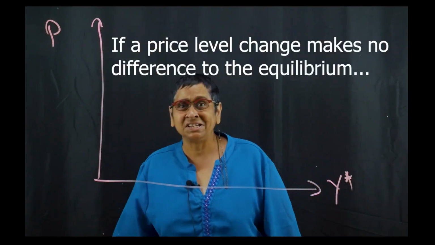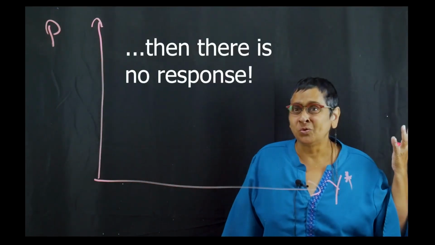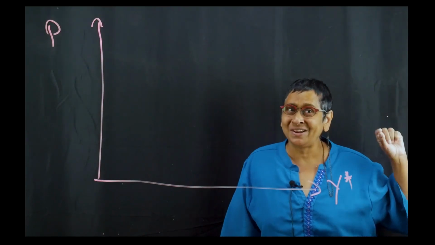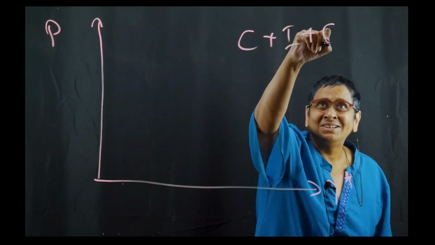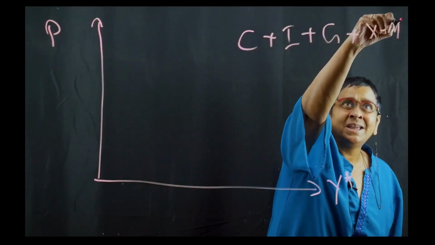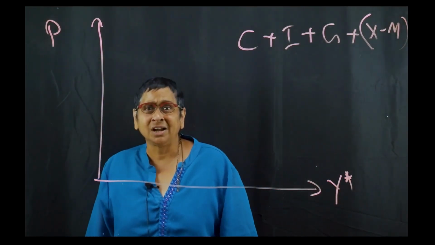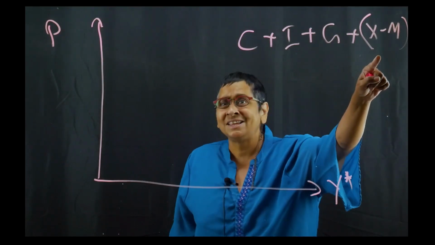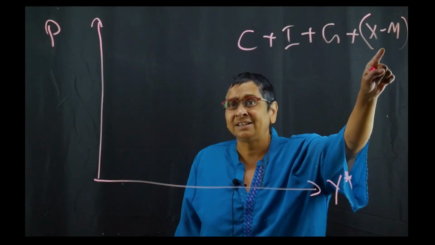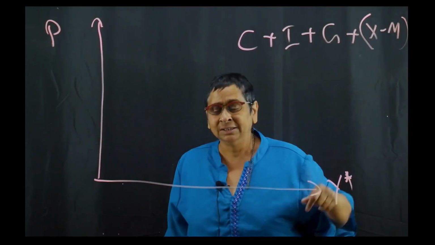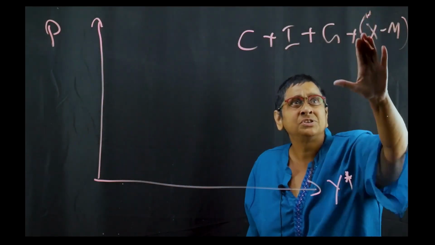If a price level change makes no difference to the equilibrium, then there is no response. But if a price level change creates a change in C plus I plus G plus X minus M, then there's a change. As it turns out, price level changes in one country do actually imply relative price changes between the goods of country A and country B, and that can affect X minus M. But we're going to hold off on that because we don't get a chance to think of exchange rates in this class. So right now I'm just going to ignore that one.